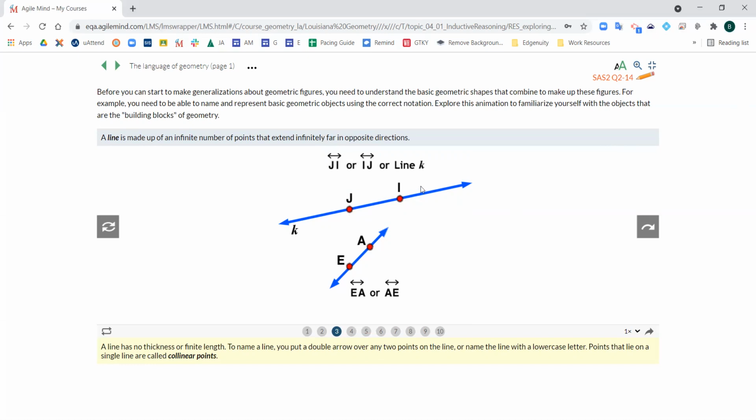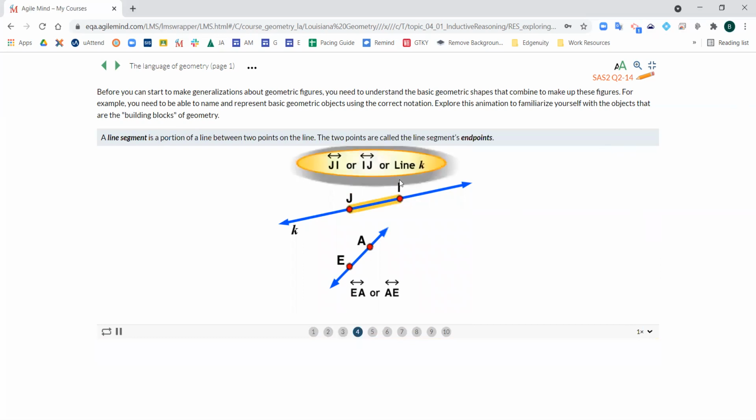So we name lines by the letters that are on them. So you pick any two letters on the line, and that's how we name them. So this could be JI or IJ, and we're drawing a little line over it. So you're going to draw a little line with the two arrows over it. That's letting us know that this is line JI or line IJ. You might also see it written by a cursive or italicized lowercase letter. And then over here we have line EA or line AE.